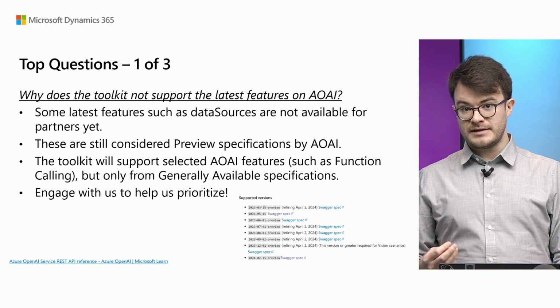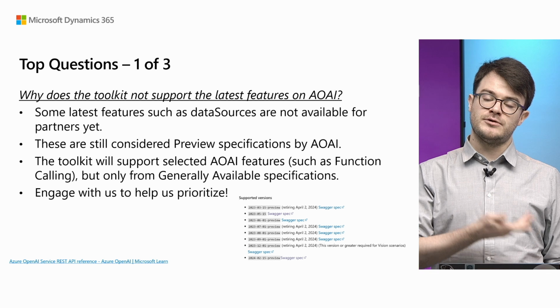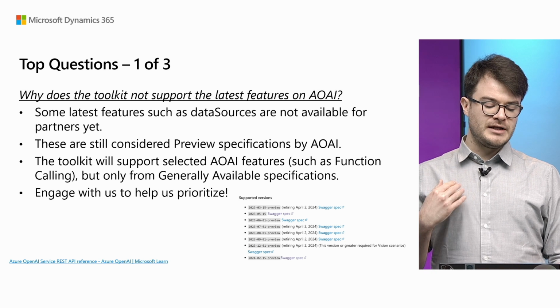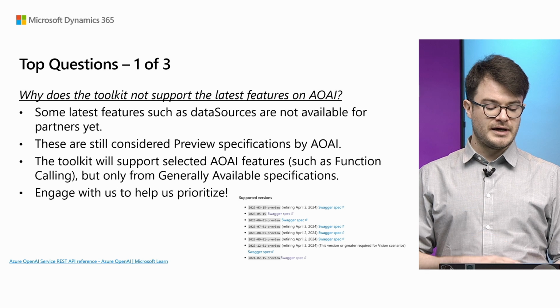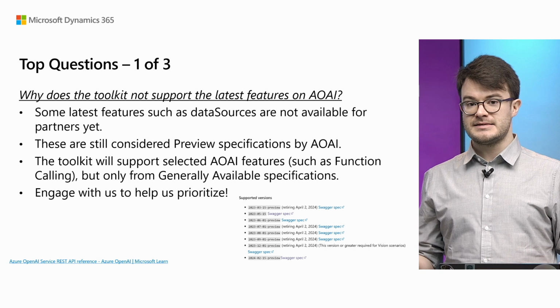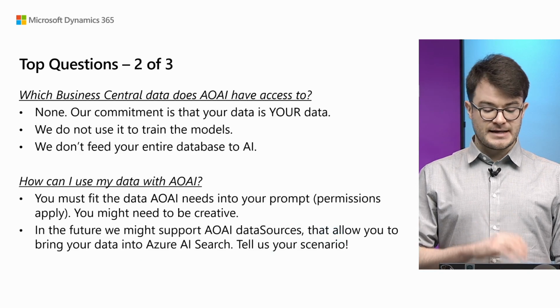There is one more layer to that, which is we don't necessarily want to support all the features from Azure OpenAI into our AI toolkit. And the reason is that there are a lot, and we need your help to prioritize. So engage with us, talk to us on Yammer, tell us what you need, and then we'll prioritize the next feature that we'll make available in the toolkit. Let's jump to the second question.